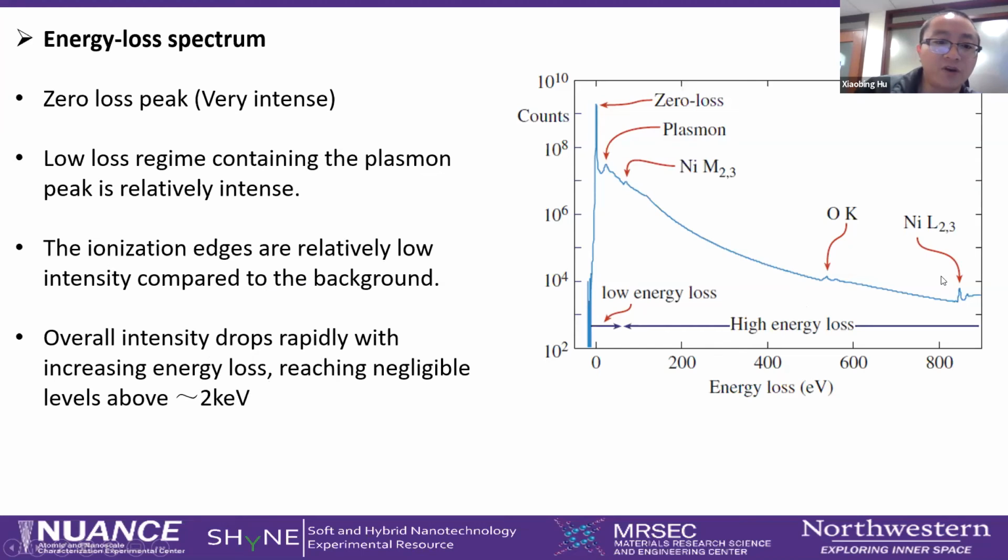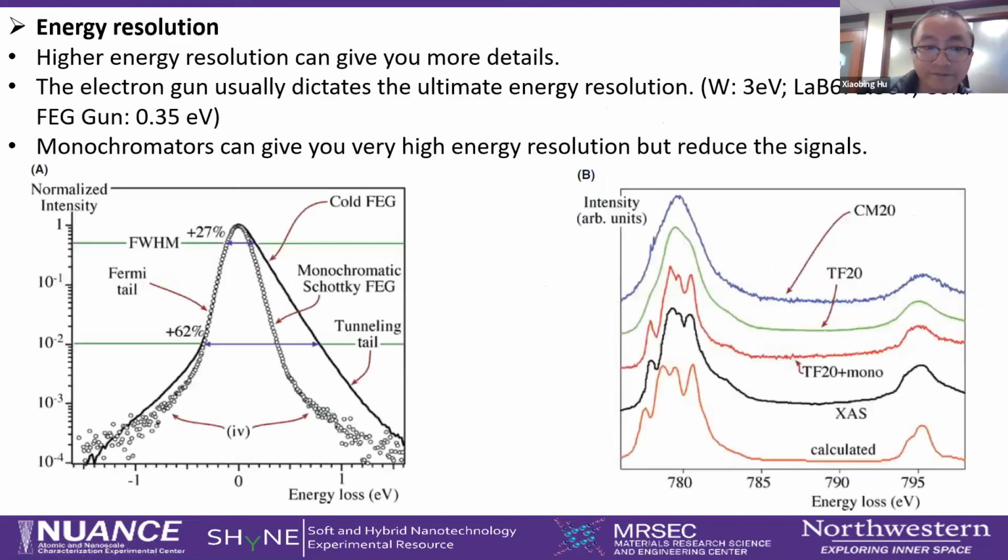It's very low because the higher energy loss usually has a lower scattering area. So that's why the zero-loss peak and low-loss peak are very high.